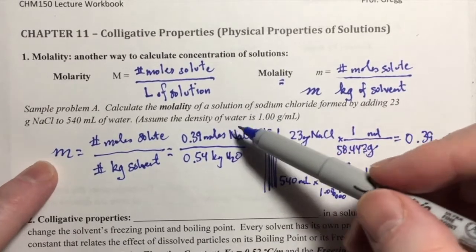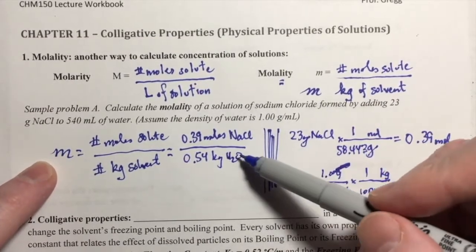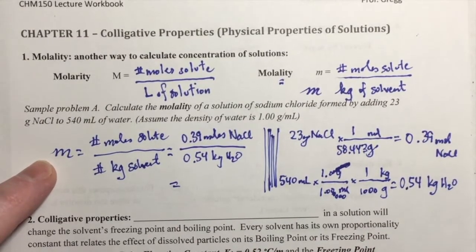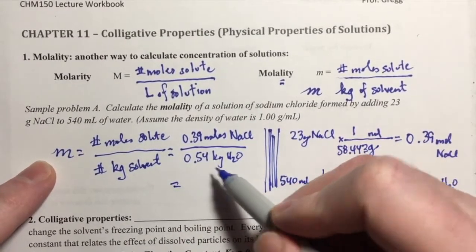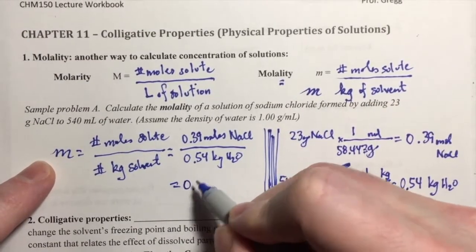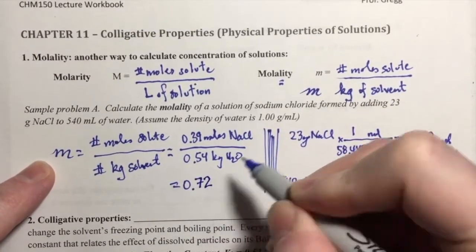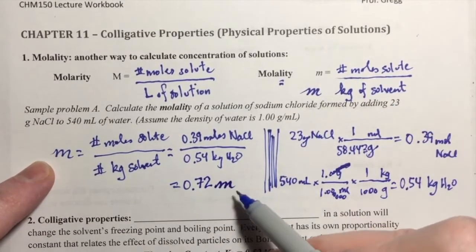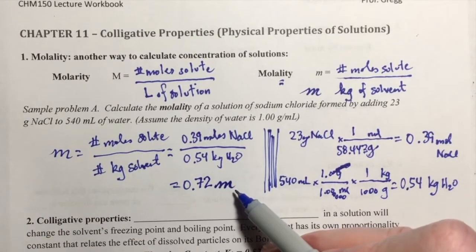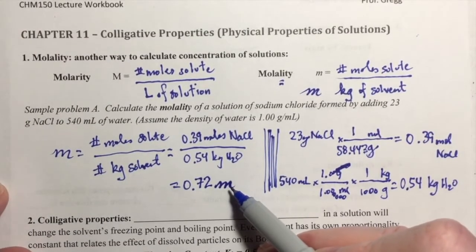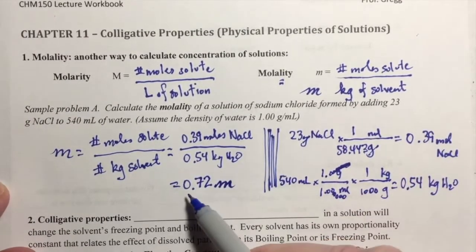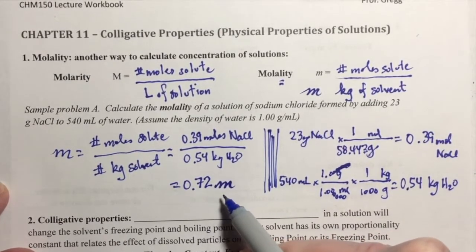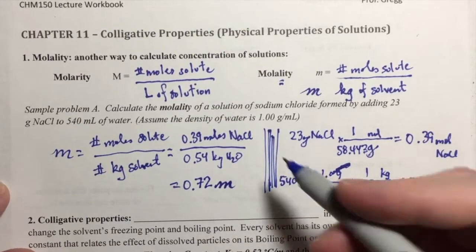And we know that molality is the number of moles of the solute divided by the kilograms of the solvent. So if we do that math, we get 0.39 divided by 0.54, and we get 0.72. And we don't forget our units of measurement. And it's the nice swoopy m that represents molality. So what is the molality of this solution? It is 0.72 molal. It is a 0.72 molal solution. And there's my answer.